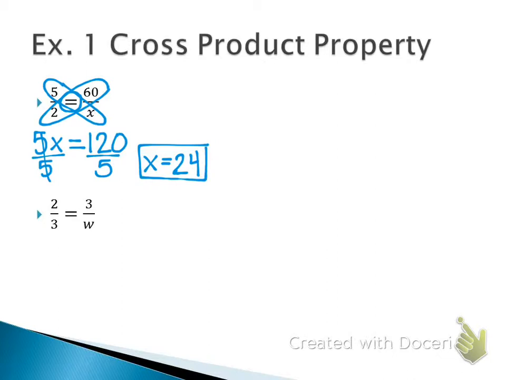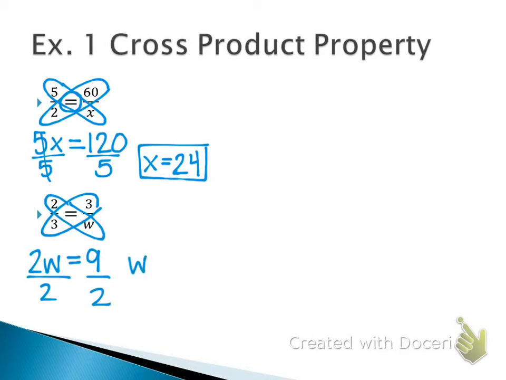Okay? So let's do the next one. Cross multiply 2 times w, which is 2w. And then I have to write that equal sign. Then I'm going to multiply 3 times 3, which is 9. Divide by 2. And I get w equals 4.5. Or I could leave that as w equals 9/2. Either way would be a correct answer.